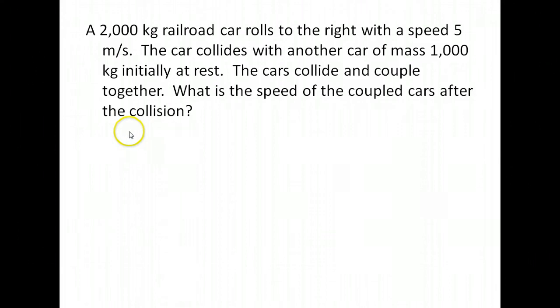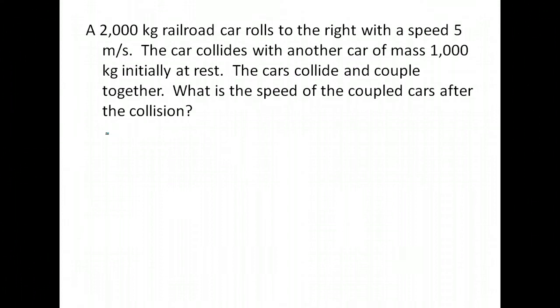Okay, so on the second page, let's move on to question number 8, where we've got a 2,000 kilogram railroad car. It rolls to the right with a speed of 5 meters per second. The car collides with another car of mass 1,000 kilograms initially at rest. The cars collide and couple together. What is the speed of the coupled cars after the collision?